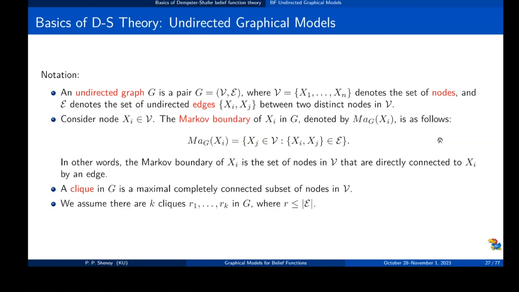A clique is a maximal, completely connected subset of nodes. That's what a clique is. It has to be maximal. And we assume there are K cliques in G, and K is always smaller than R.